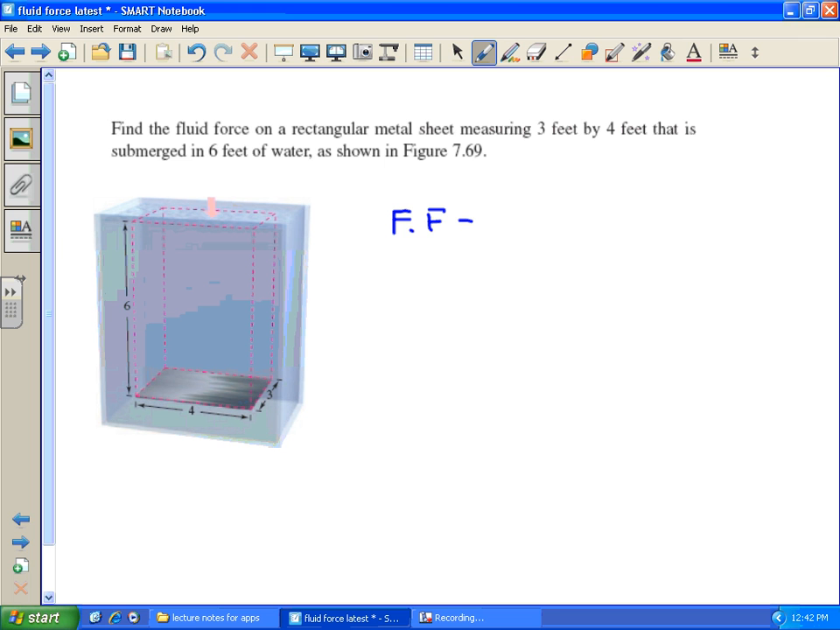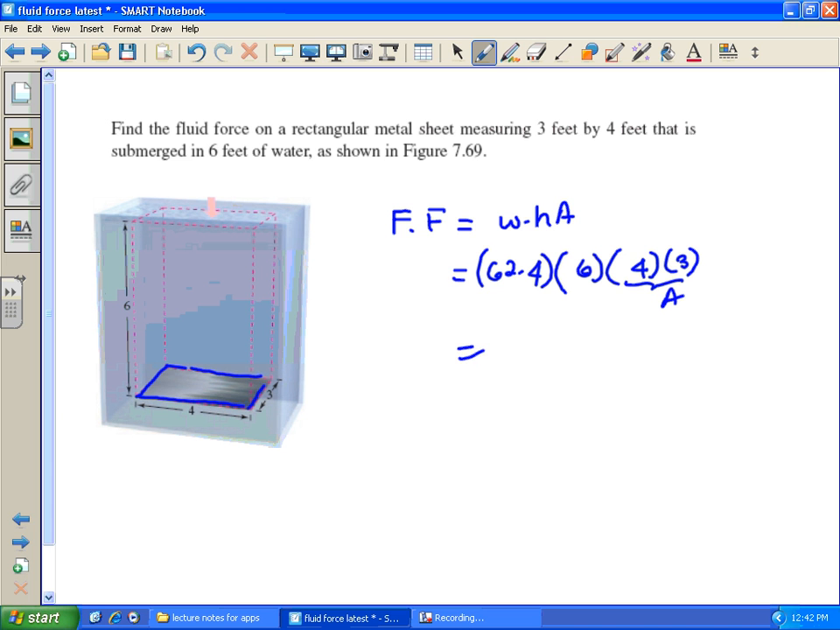We just learned fluid force for constant depth is WHA. We're trying to find now the force on the bottom, which is right here. We're assuming this is in water, so what is the weight of water? 62.4, as always. How about the depth? No matter where you are, the depth is 6 feet. And how about the area of the sheet? 4 times 3, or 12. This is the area. So let's just multiply all these numbers together and see what the fluid force will be on that sheet.